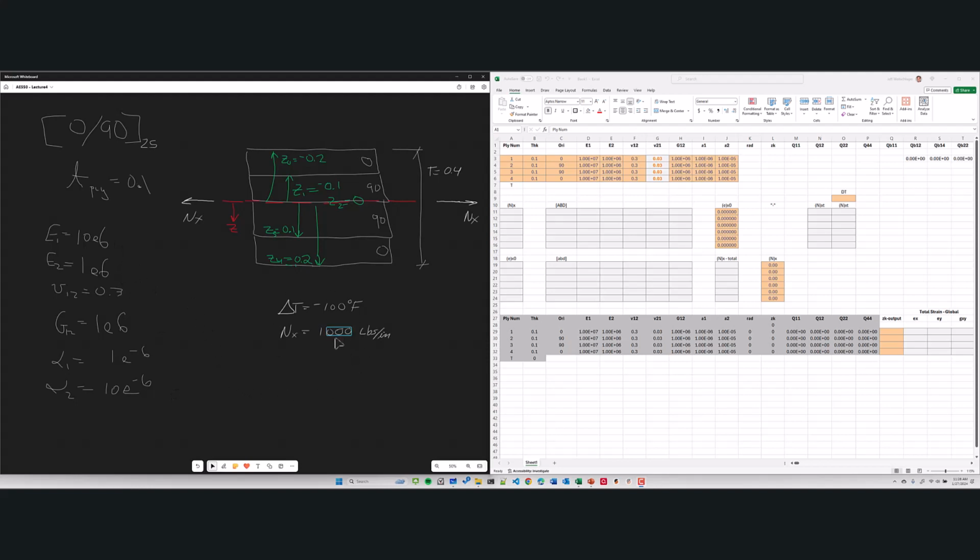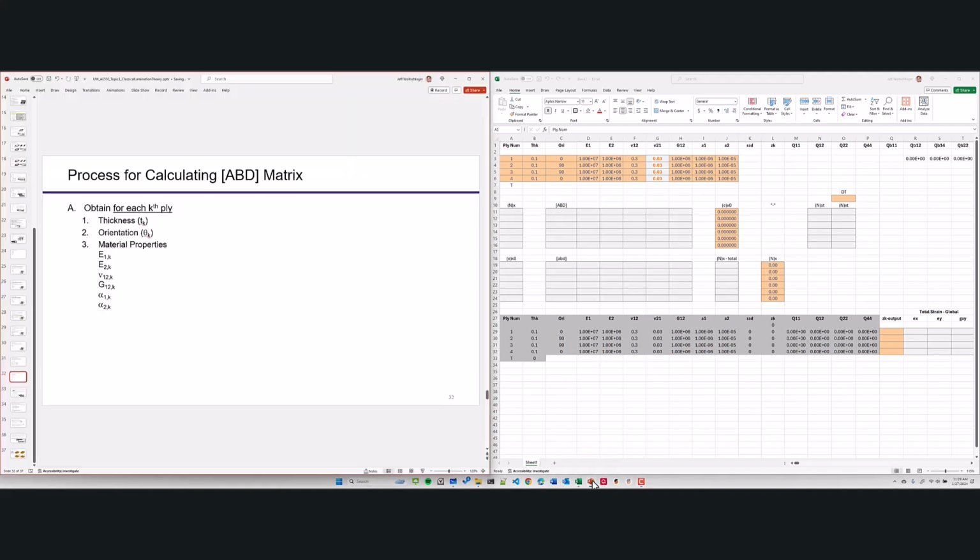We'll calculate all of our equations and then apply a minus 100 degree Fahrenheit delta T and an Nx of 1,000 pounds per inch to get all results. Okay, so that's the problem that we're going to set up. I'm just going to walk through the solution to this through the recipe that I gave you, and I'm going to do it in Excel.